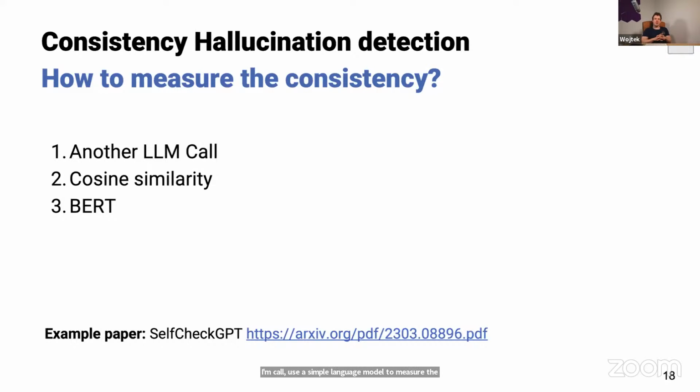Just an example paper that I think is probably the most interesting from this family of ways of detecting hallucinations via consistency is SelfCheckGPT. You can check it out here. We'll also be sending the presentation, so you can just click on the link once you get the presentation later on.